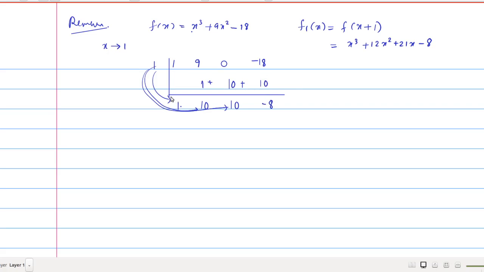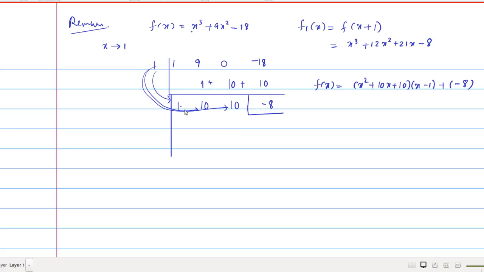Okay, now we can say that this is the remainder when we divide this polynomial by x minus 1, and this is the corresponding quotient. So the meaning of this is f of x can be written as x square plus 10x plus 10 into x minus 1 plus minus 8. So this is the idea of dividing these two polynomials, x minus 1 and this one.